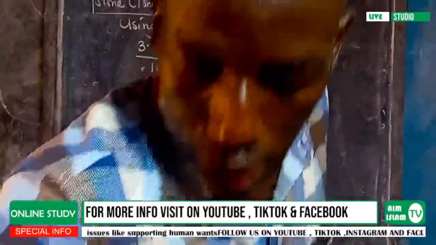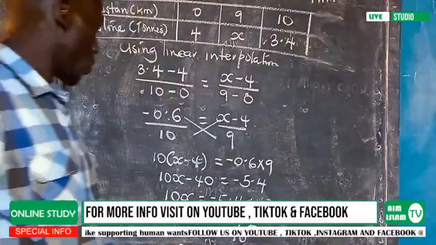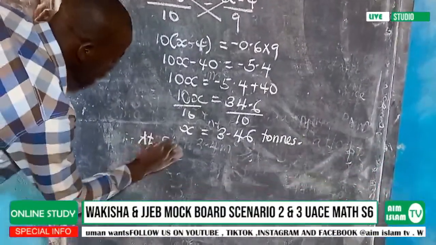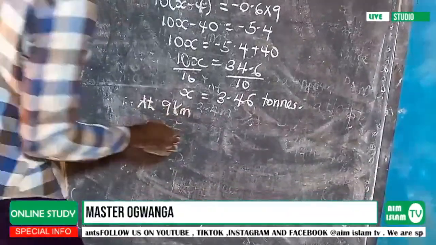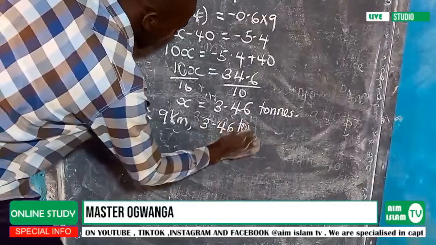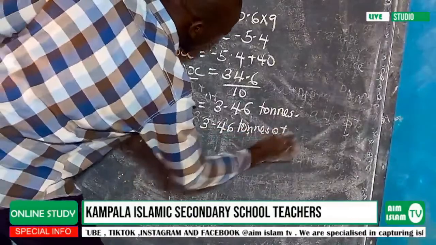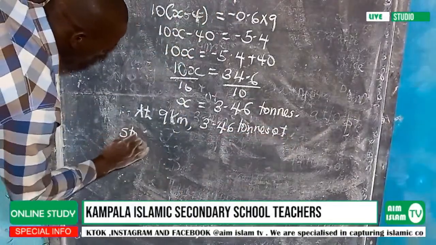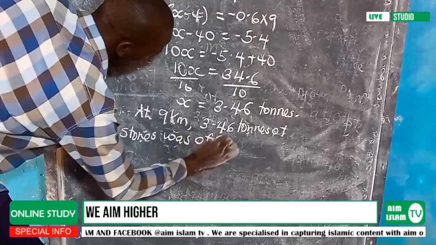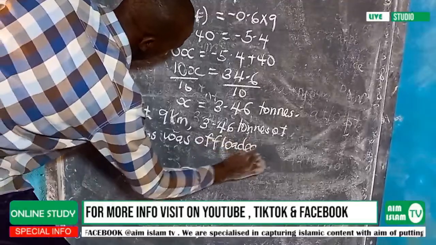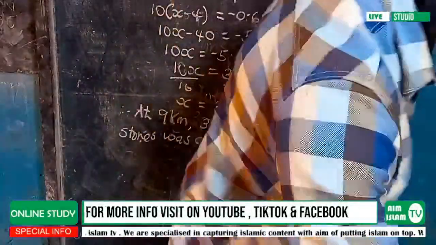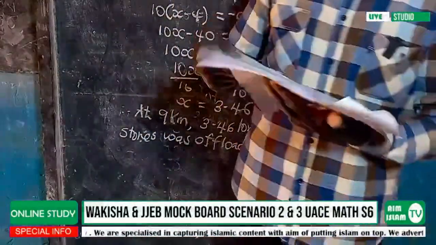3.46 tons. Which means I have to conclude. I will say therefore at 9 kilometers, 3.46 tons of stone was uploaded. That is what was coming in the first statement.